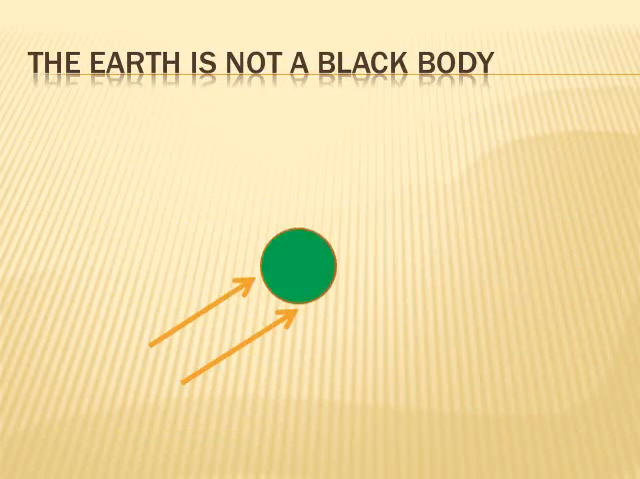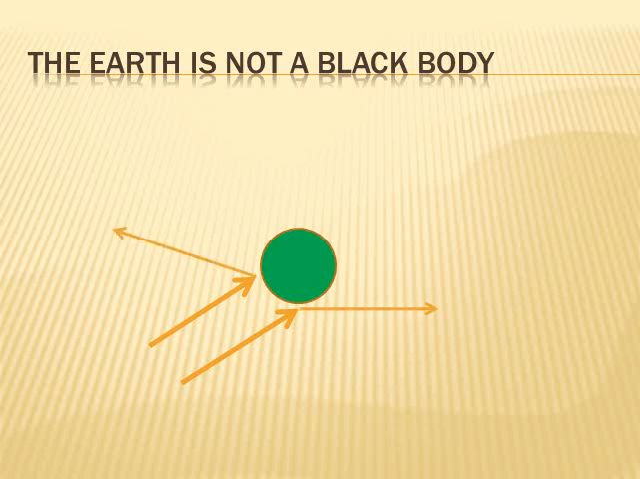Now the Earth, we must remember, is also not a black body. So remember, the definition of black body is something that always absorbs all light and never reflects any. And any light that comes from it is only emitted, right? So since the Earth is not a black body, that means some of the light, when it comes in and hits the Earth, will actually be reflected.